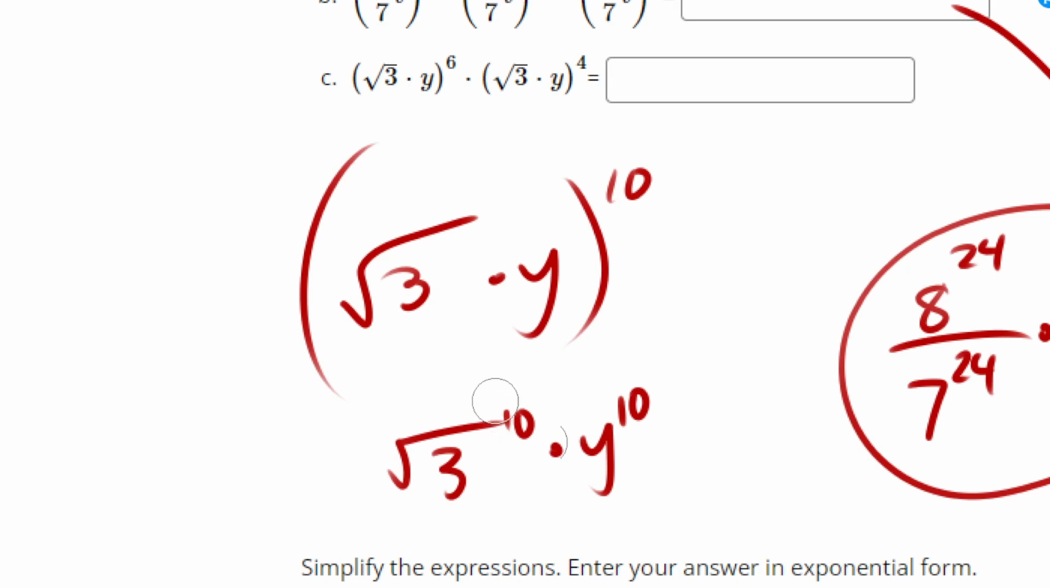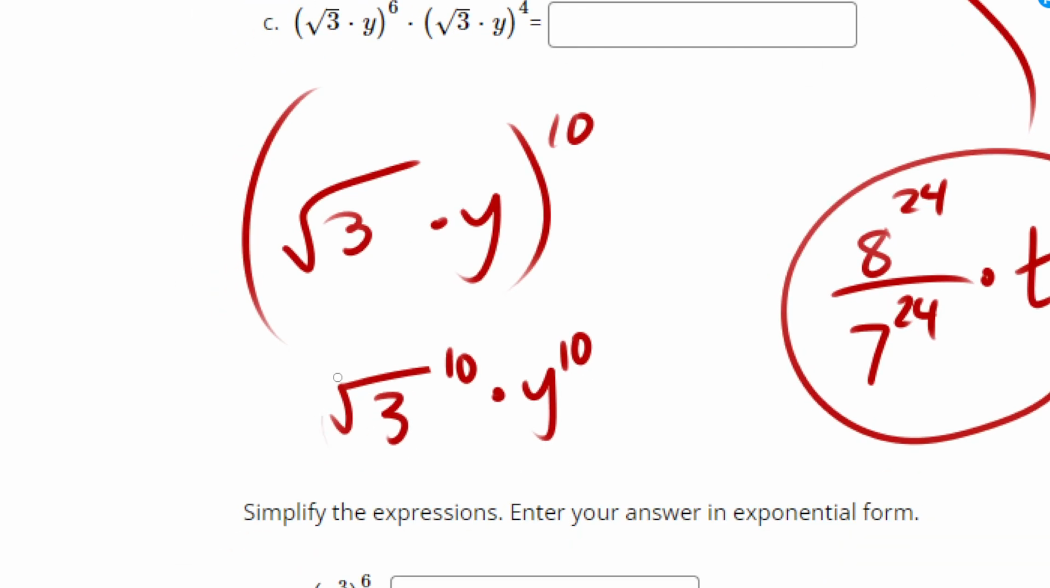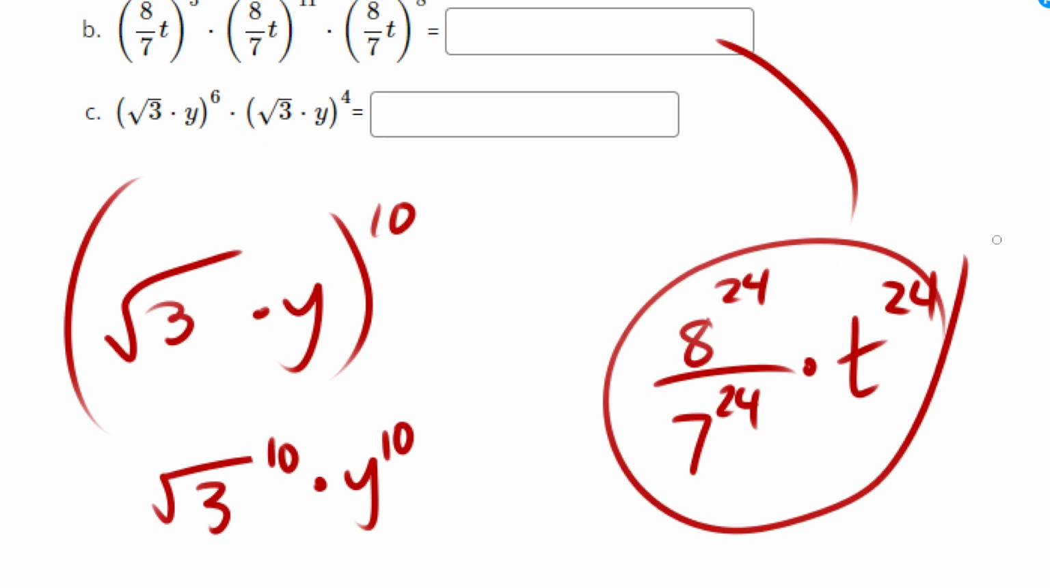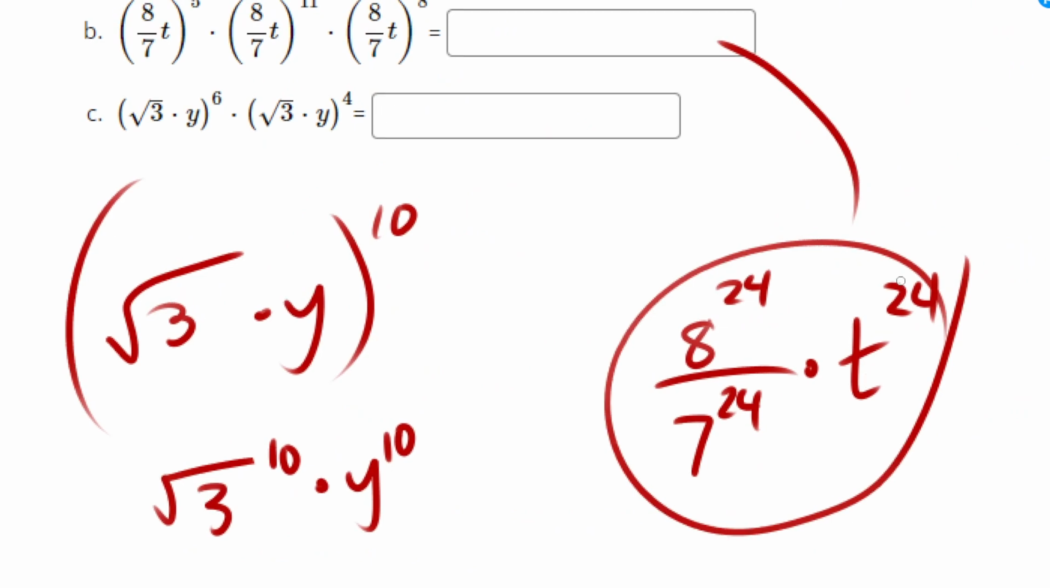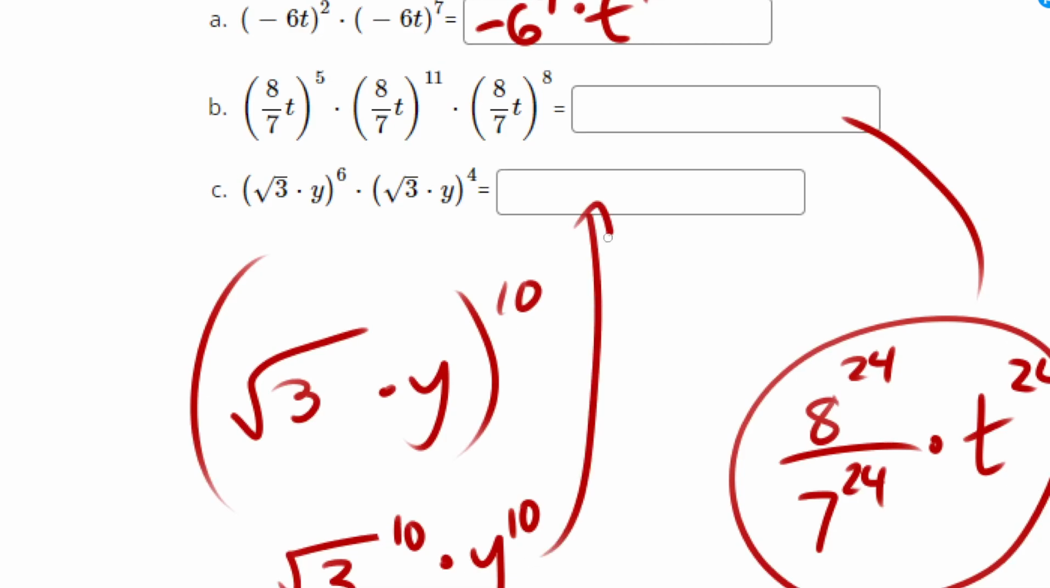In some classes you could simplify this further, but I doubt that's the case in this class. It's okay, you don't need to worry about it. Because this is basically like 1/2 times 10, which is 5. It's a little more tricky than that, but sort of like that. And that would be your answer right there.